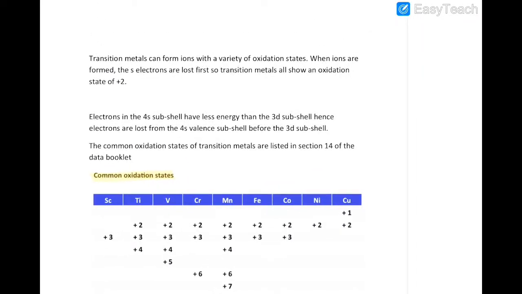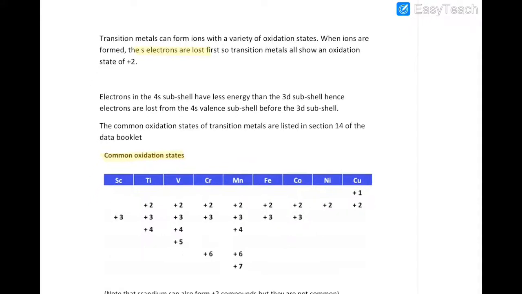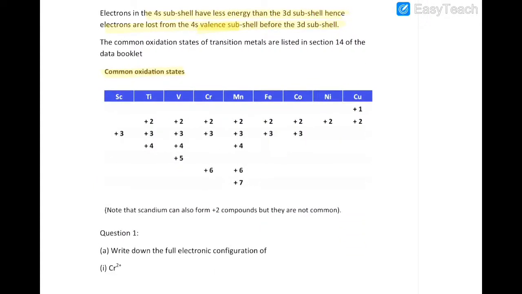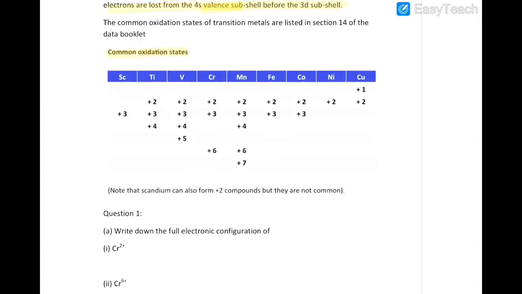When ions are formed, the s electrons are lost first, because the 4s subshell has less energy than the 3d subshell. This is why electrons are lost from the 4s valence subshell before the 3d subshell. All transition metals show an oxidation state of +2, all of them. Scandium can also form +2 compounds, but they are not stable. So here you see all of them form 2+.